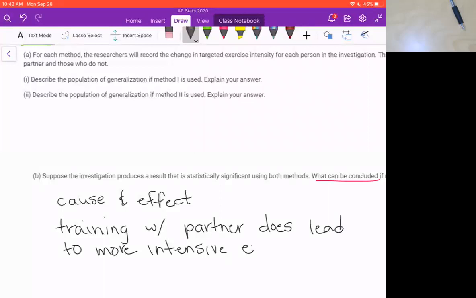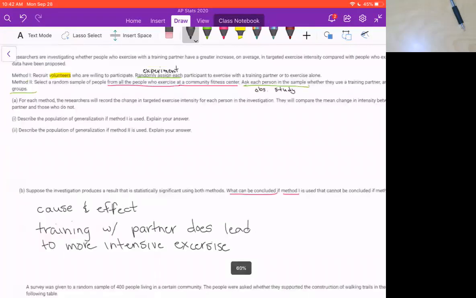Okay, we cannot conclude that with method 2 because it was an observational study. We have no way of knowing whether people that like to exercise intensively tend to choose partners or whether there's something else going on. We do know that there's a statistically significant difference, but with an observational study, we don't know why. We have no way of knowing what's causing the differences. With an experiment, if it's well controlled, we know what's causing the difference. It's the explanatory variable.